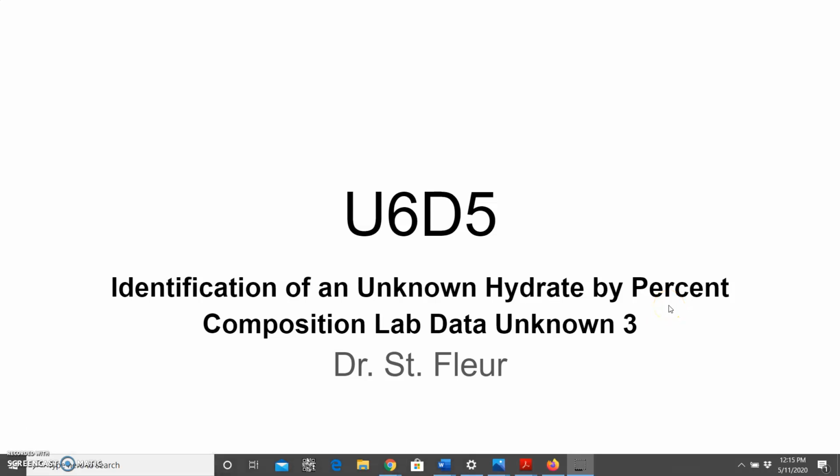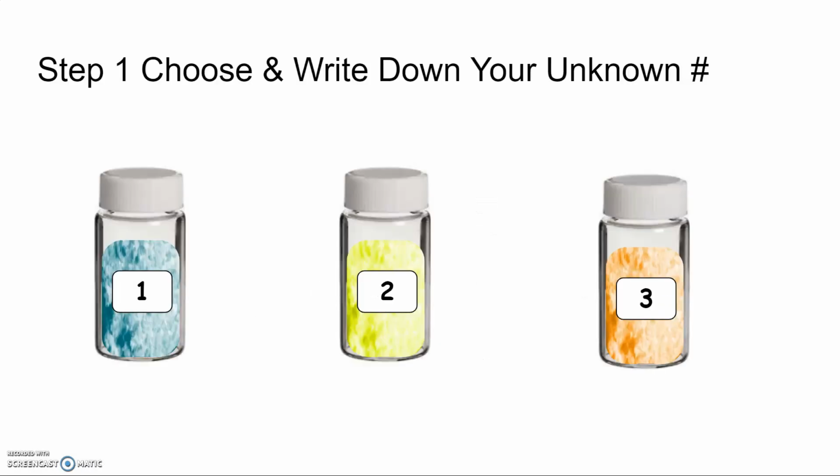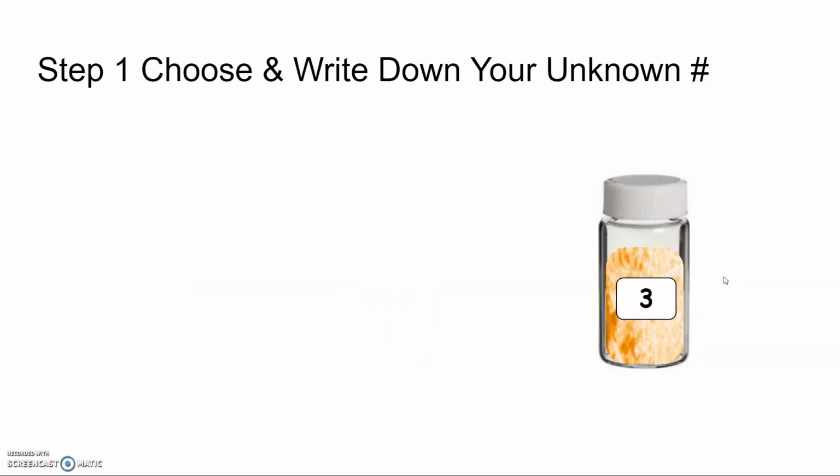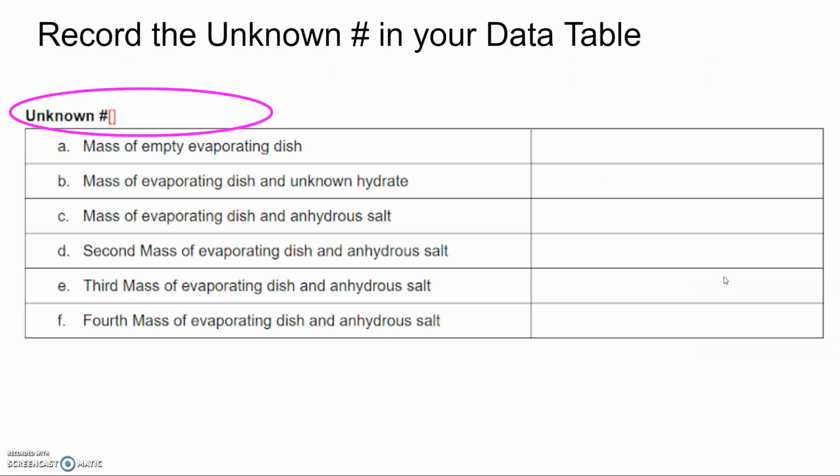This is the data video for unknown number 3. While watching this video, make sure that you record data in your lab document. The first step is to choose and write down your unknown number. If you're watching this video, that means you have chosen unknown number 3. Write it down in the data table inside of the red bracket where it says unknown. Make sure you record your unknown number.